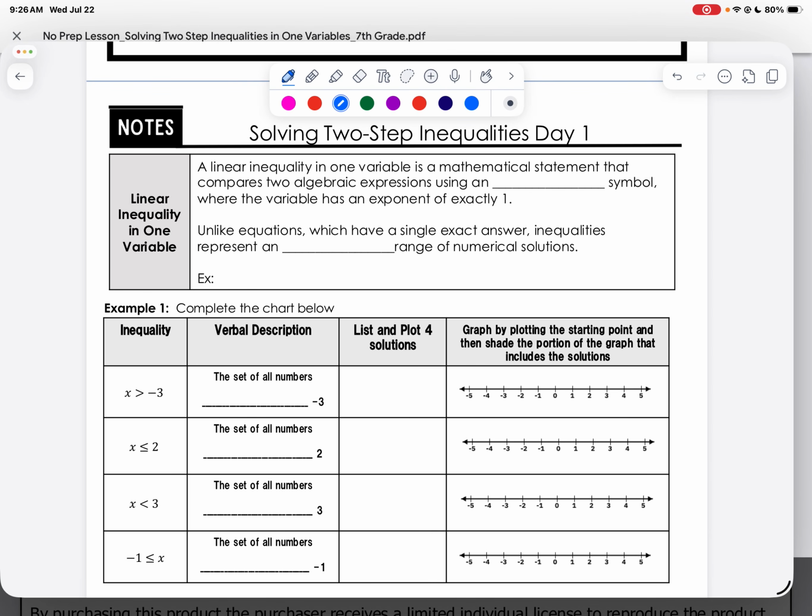In today's lesson, we will be solving two-step inequalities. This is part one of a two-part lesson. Let's start with the definition.